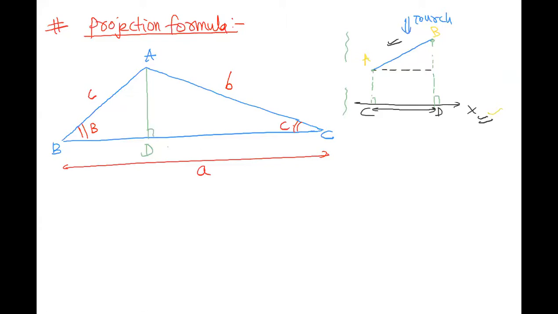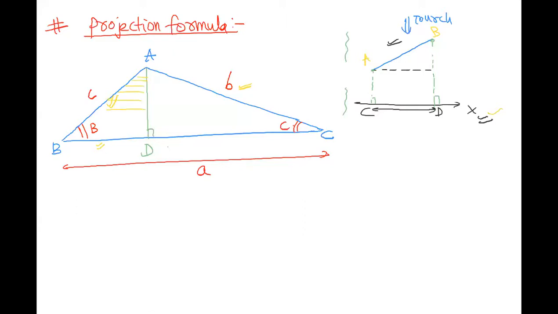So I just want to apply the projection formula, or we are going to learn the topic called the projection formula. What I will do is take the projection of AB on this line, and the projection of AC also on the side a. I want to take the projection of AB on this side, and I also want to take the projection of AC on the side a. So let's consider this triangle.